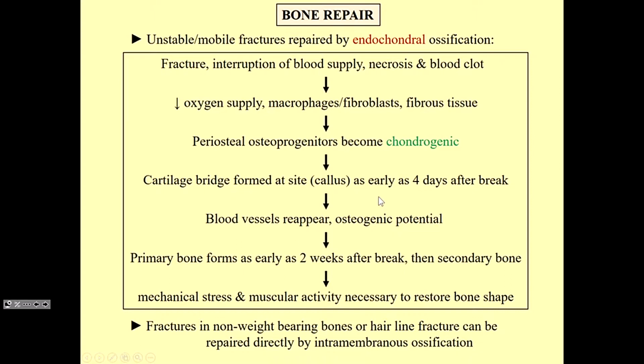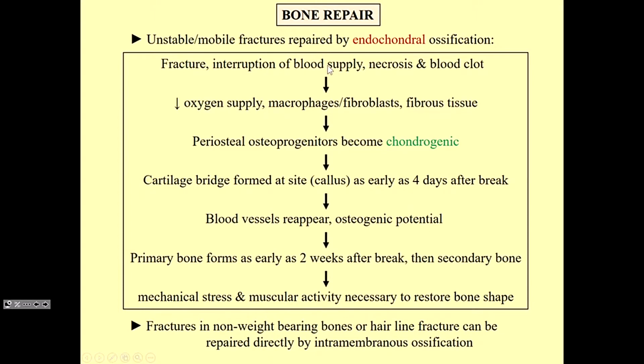You remember a lot about it. For the most part, if you've had a major broken bone, the repair occurs by endochondral ossification. What do I mean by endochondral ossification? Cartilage replacement. Okay? So what happens when you break a bone?